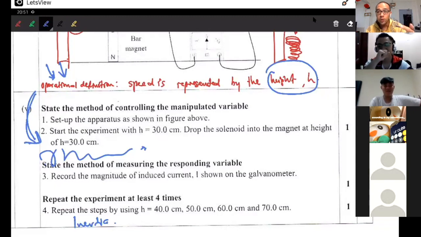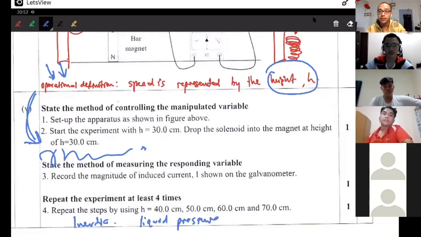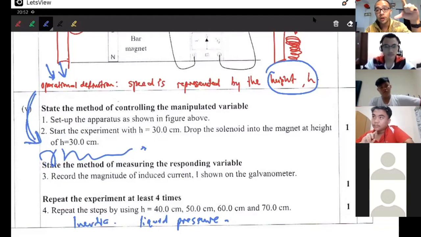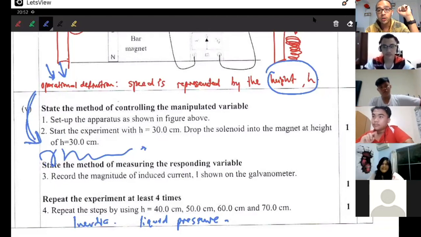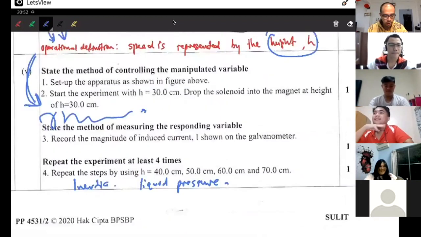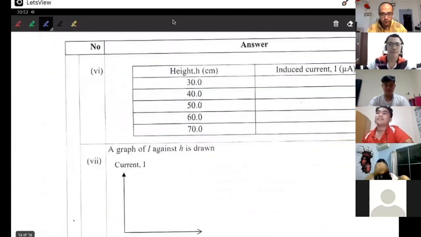Another one which we discussed is liquid pressure, the one where we use a balloon, the Thistle funnel experiment. Yes, liquid pressure. In the liquid pressure experiment, the liquid pressure must be operationally defined. Certain things are like that. So state the method of this, then the method of measuring, and after that, of course, you have the same thing.